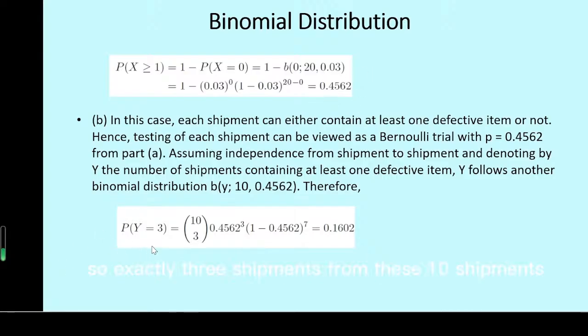So exactly 3 shipments from these 10 shipments contain at least one defective. This probability is P(Y = 3), which is the combination C(10, 3), times this probability to the power 3, times 1 minus this probability to the power 7. The result is about 0.1602, which is the probability that exactly 3 of these 10 shipments contain at least one defective item.